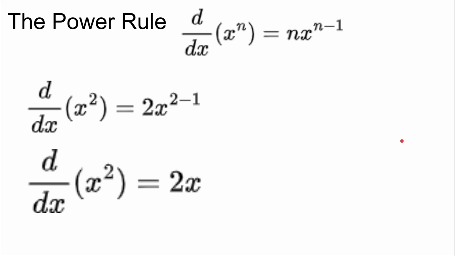The power rule. The power rule states that the derivative of x to the n equals n times x to the n minus 1. For example, for the derivative of x squared, we can plug 2 into our power rule to get 2 times x to the 2 minus 1. After some simplification, we get 2x, so the derivative of x squared is 2x.